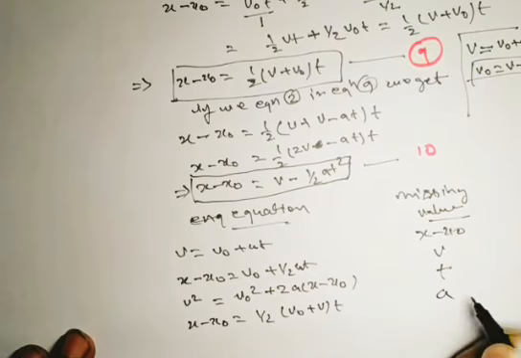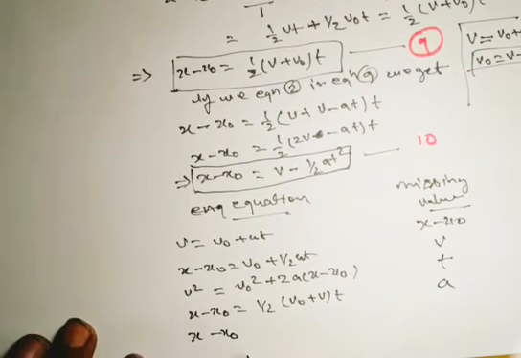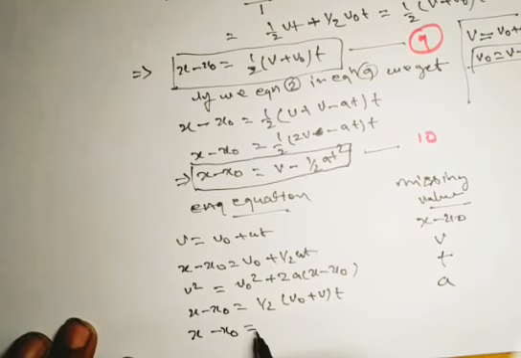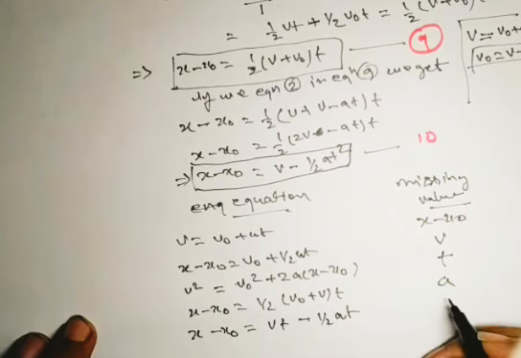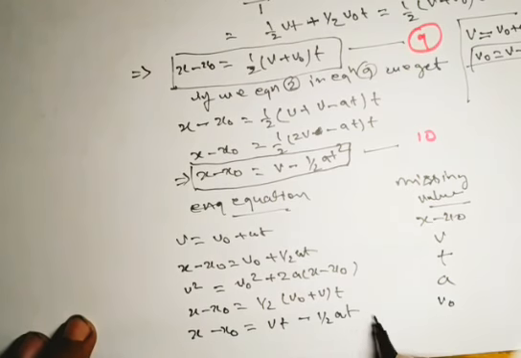The missing value was acceleration, and x minus x naught is equal to vt minus half at square. The missing value was v naught.